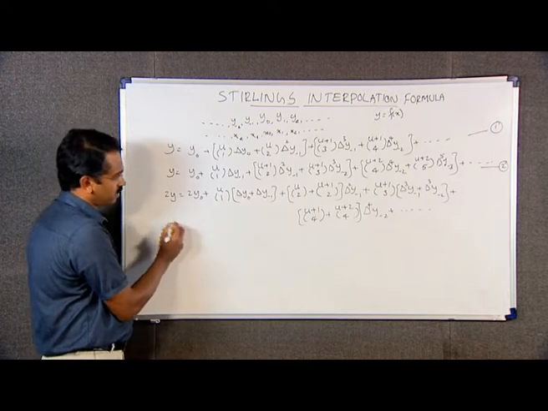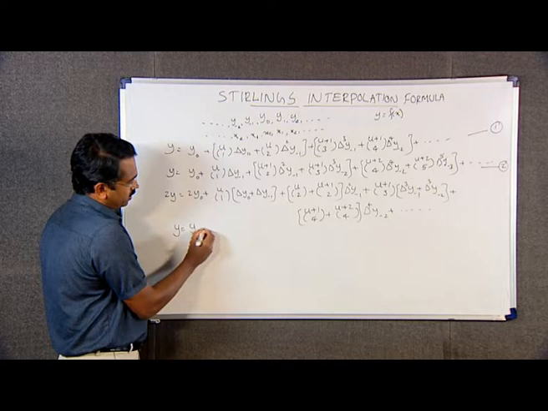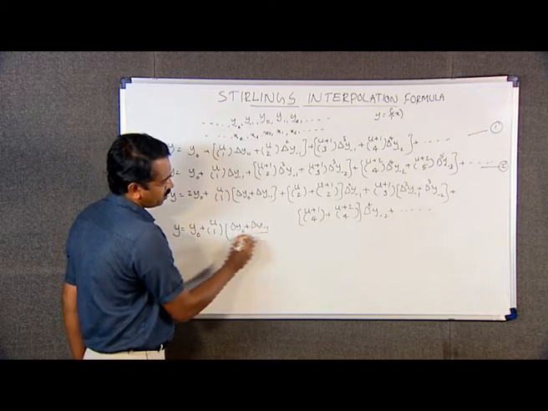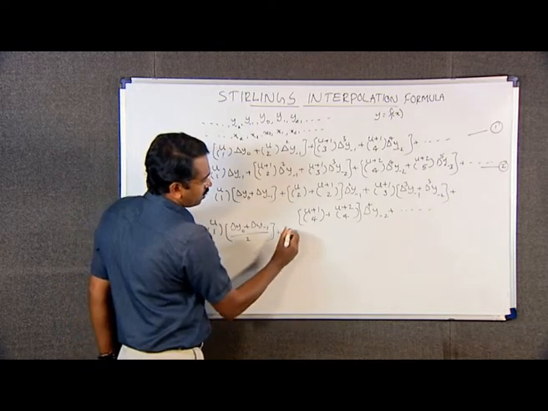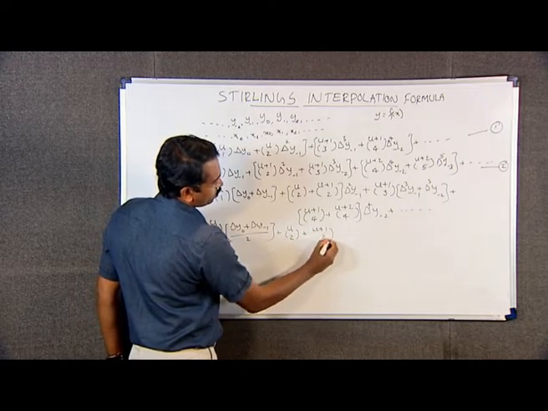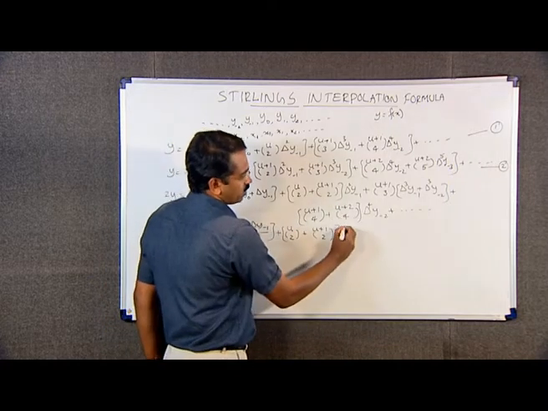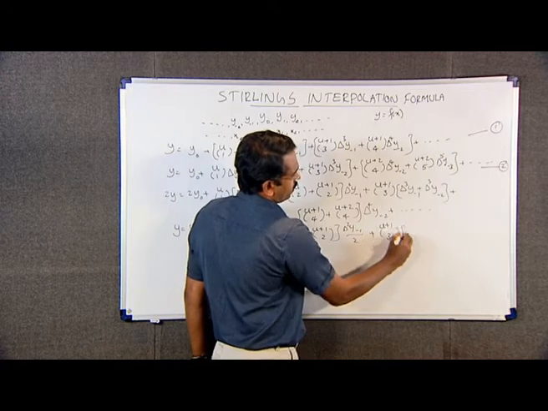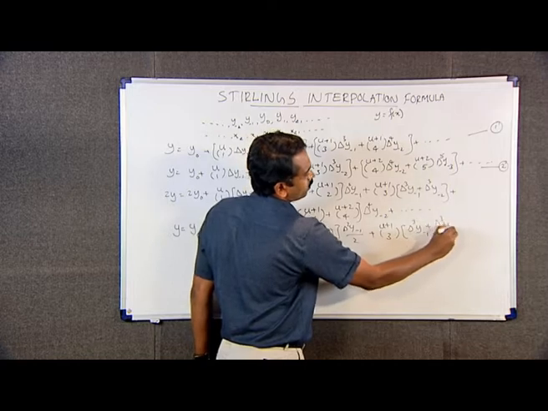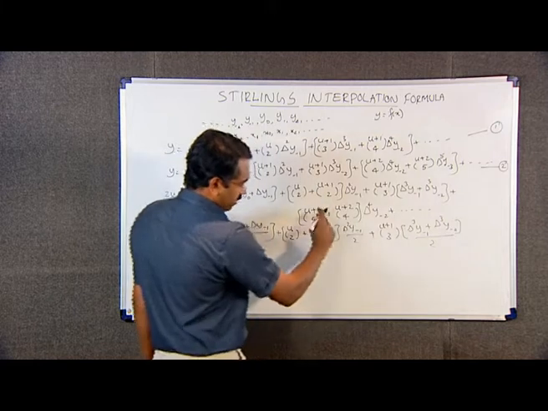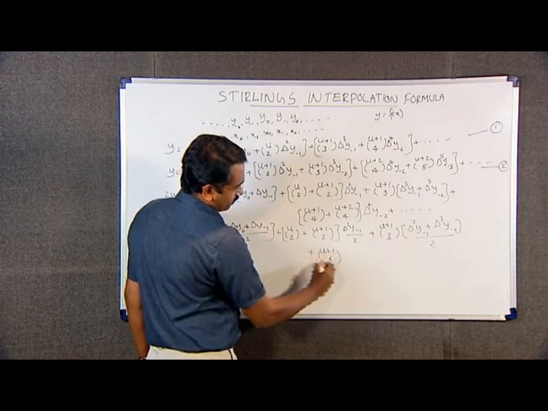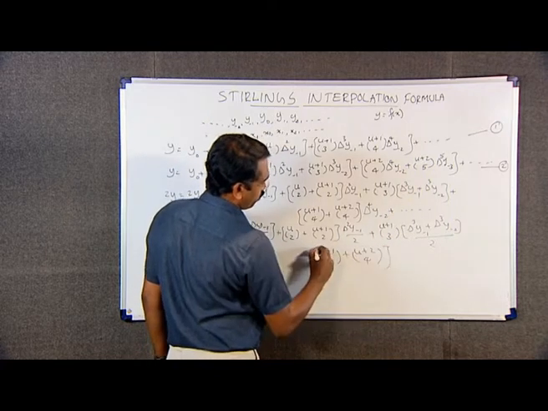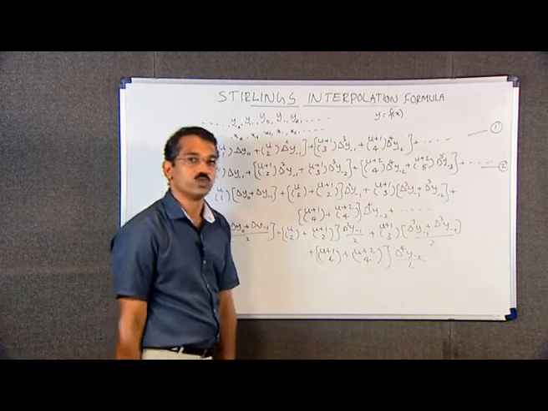We can write this equation as y is equal to y naught plus uc1 into delta y naught plus delta y minus 1 divided by 2 plus uc2 plus u plus 1 c2 into delta square y minus 1 divided by 2 plus u plus 1 c3 into delta cube y minus 1 plus delta cube y minus 2 divided by 2 plus u plus 1 c4 plus u plus 2 c4 into delta raised to 4 y minus 2 divided by 2 plus etc.